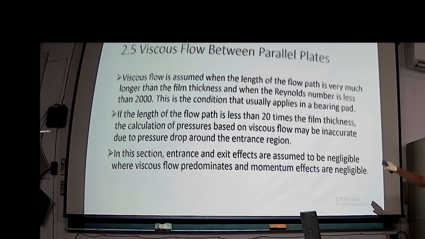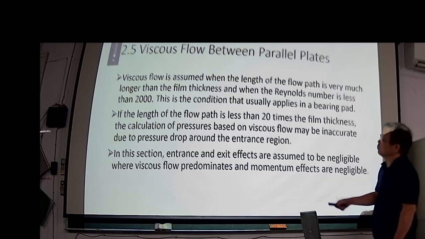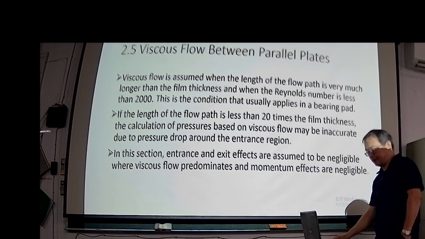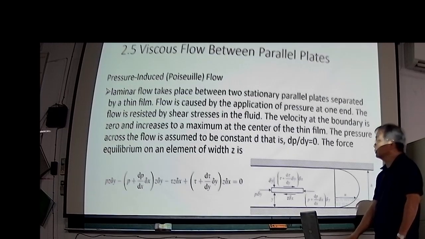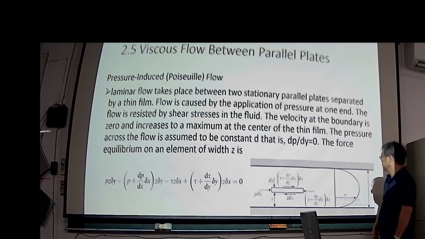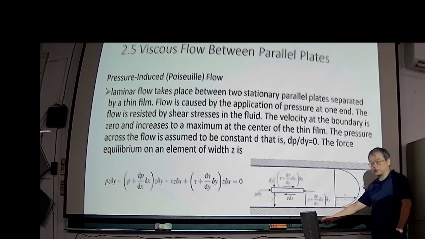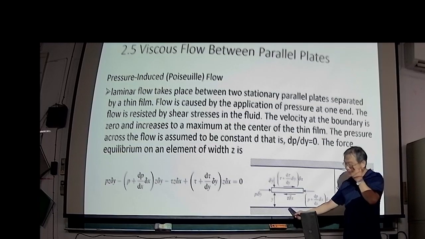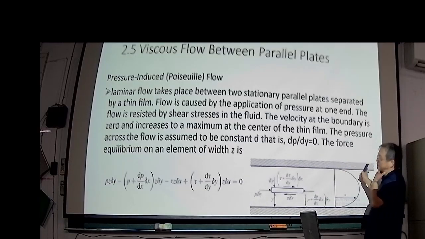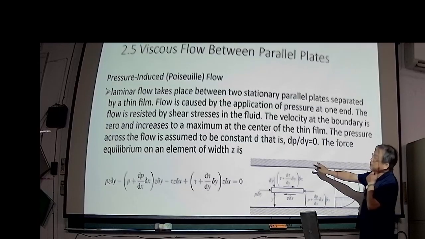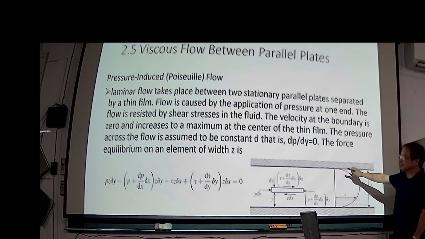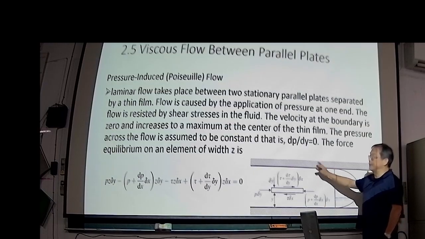Finally, we are going to discuss flow between two parallel plates. We look at this figure. So usually we assume the under plate is fixed and the top plate is movable. Of course, in the initial consideration, consider both plates fixed.